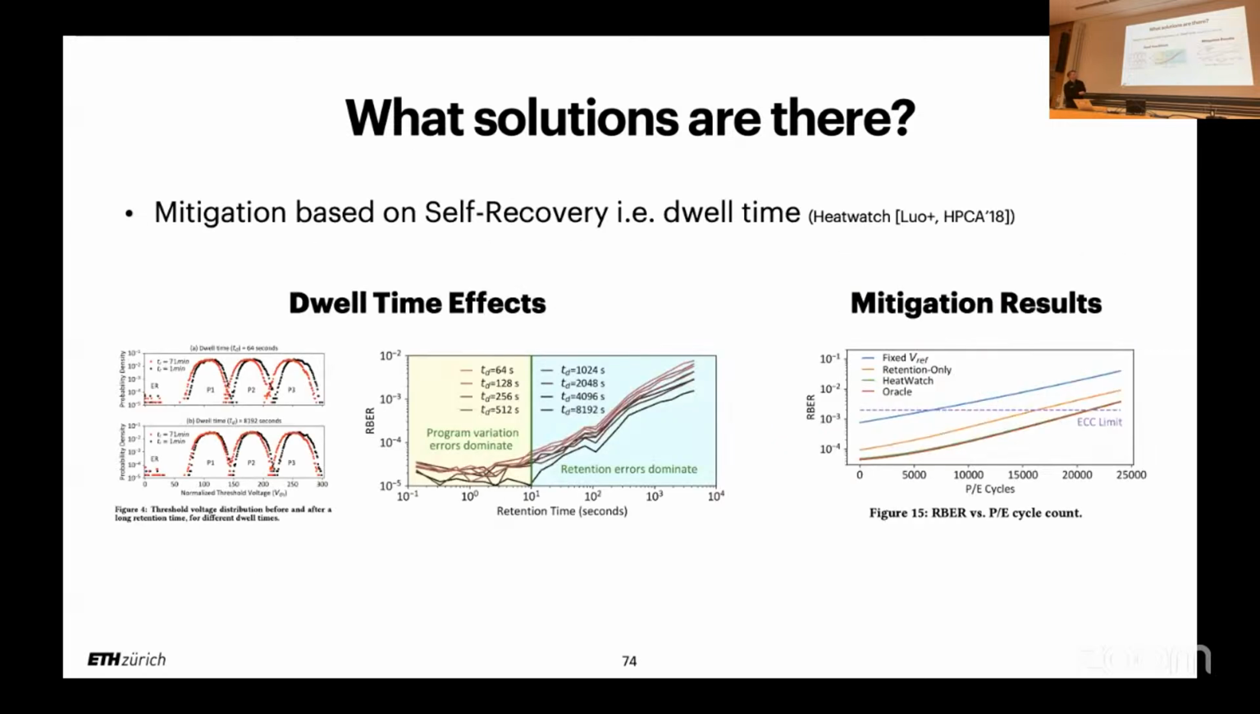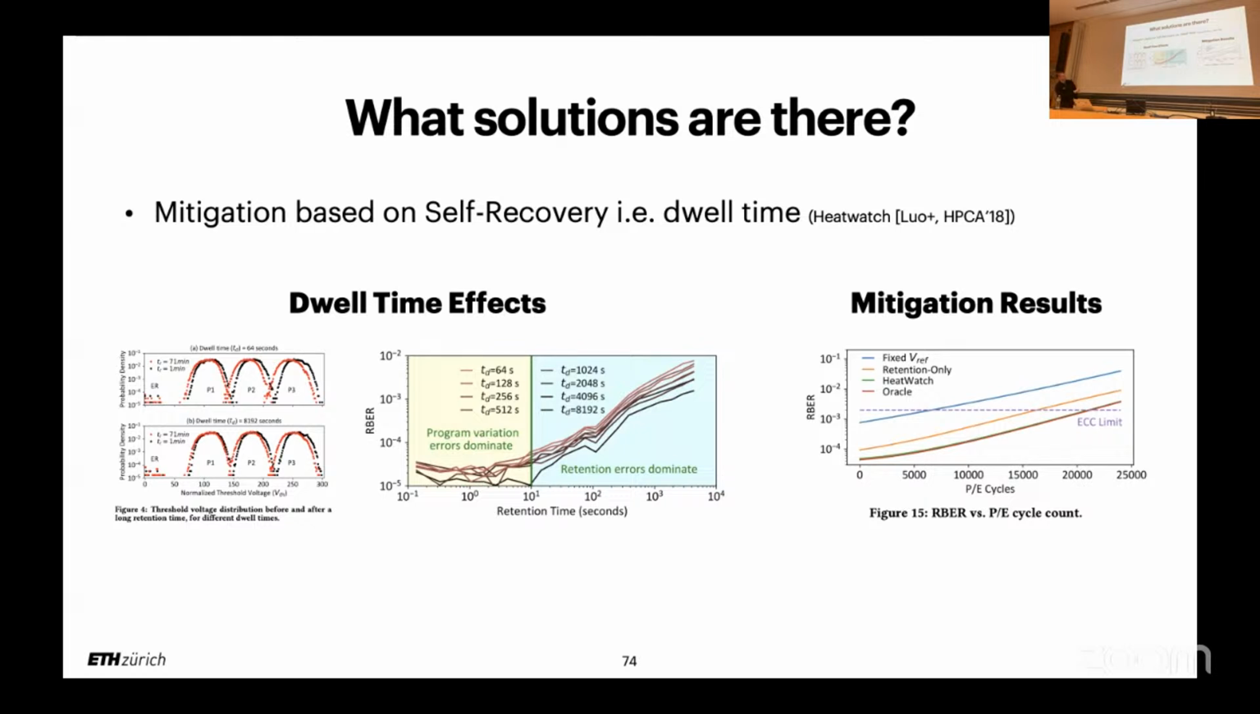Now onto the actual, actually, there's another way to solve this problem. Basically, there's this thing called dwell time, which is the time in between the program and the erase cycles. So as we can see in this chart here, maybe it's not that clear, but in the top chart, we have a dwell time of 64 seconds. And in the bottom chart, we have a dwell time of 8,192 seconds.